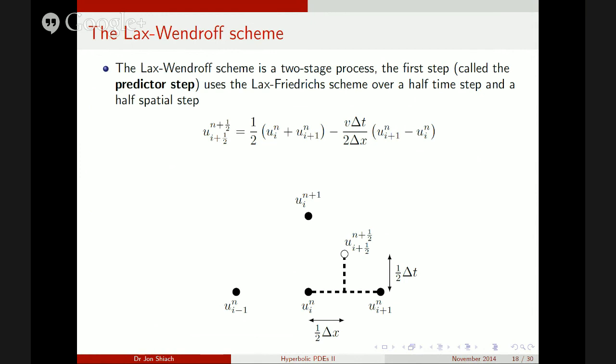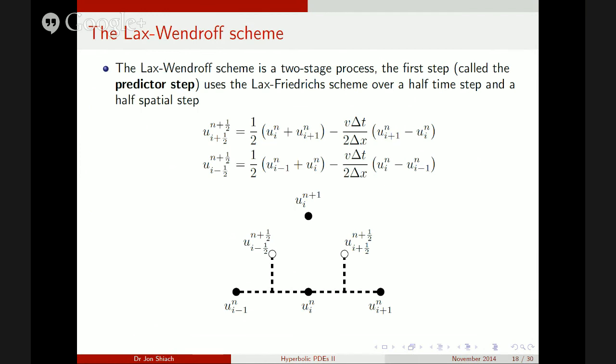That's simply the Friedrichs scheme. And if I do the same for the left-hand half node, so instead of going up in a half spatial step, I go down in a half spatial step, I can calculate these two from these three on the bottom. That's the first stage, what we call the predictor step. The second stage, the corrector step, applies the leapfrog scheme using this value here and these two.